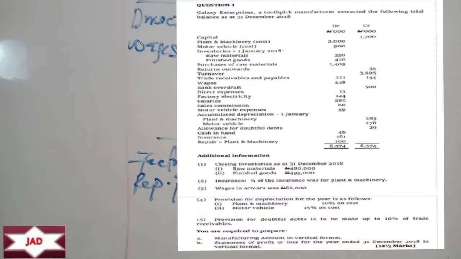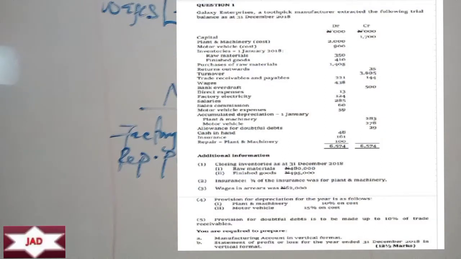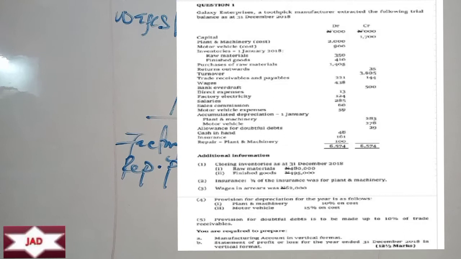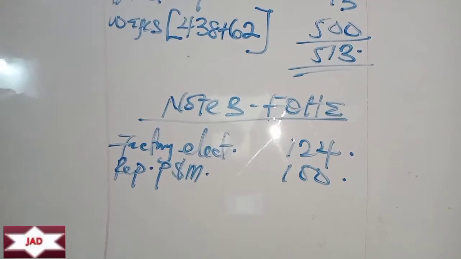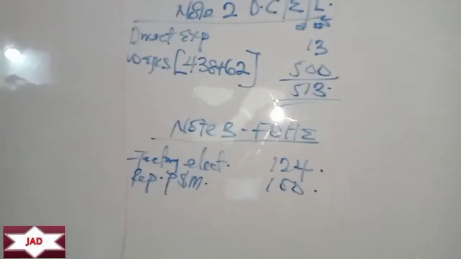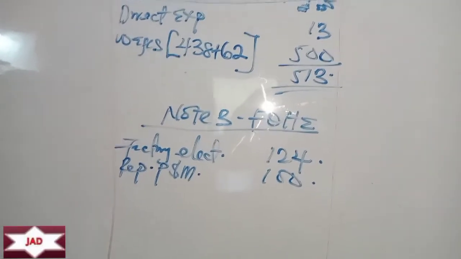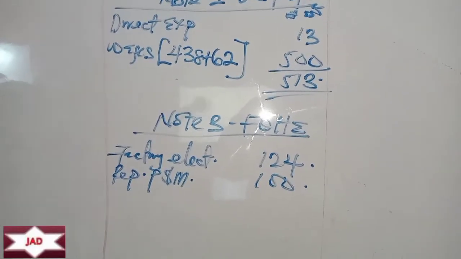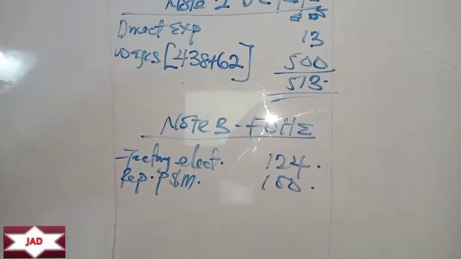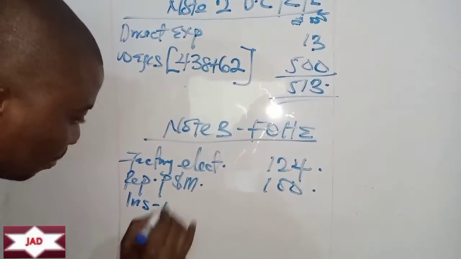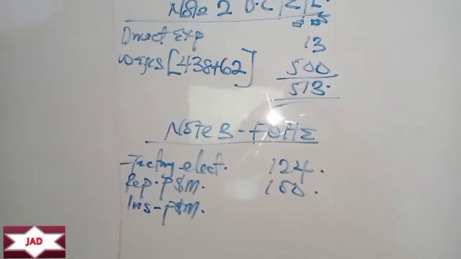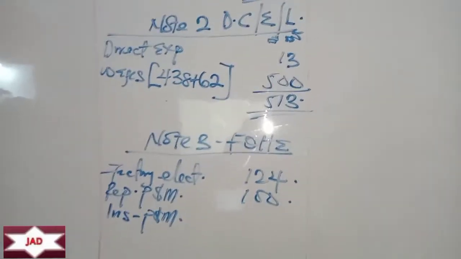Okay, I can see insurance. Additional information on insurance: 3/4 of the insurance was for plant and machinery. So they spent money on insuring the plant and machinery. That means your insurance is shared between administration, distribution and manufacturing. Let's bring the one that is for manufacturing. So insurance, plant and machinery, 3/4 of insurance. So we say 3/4 times what's the insurance according to the question?